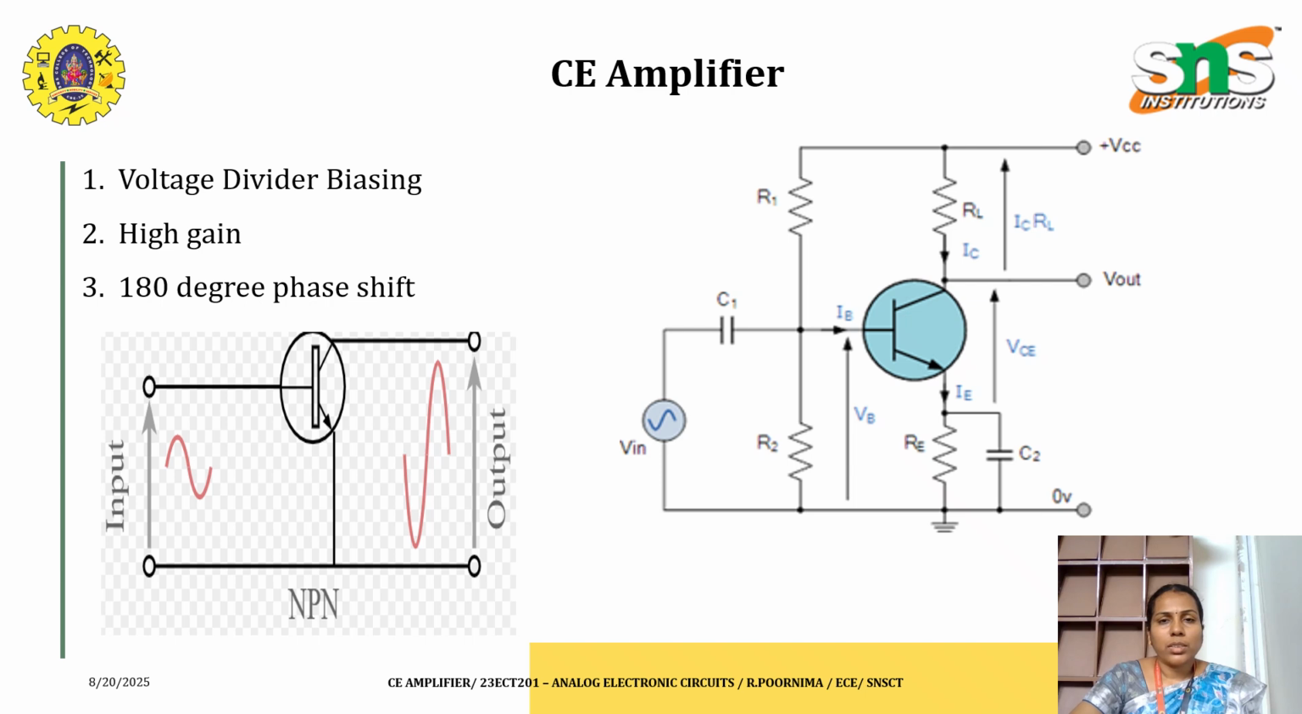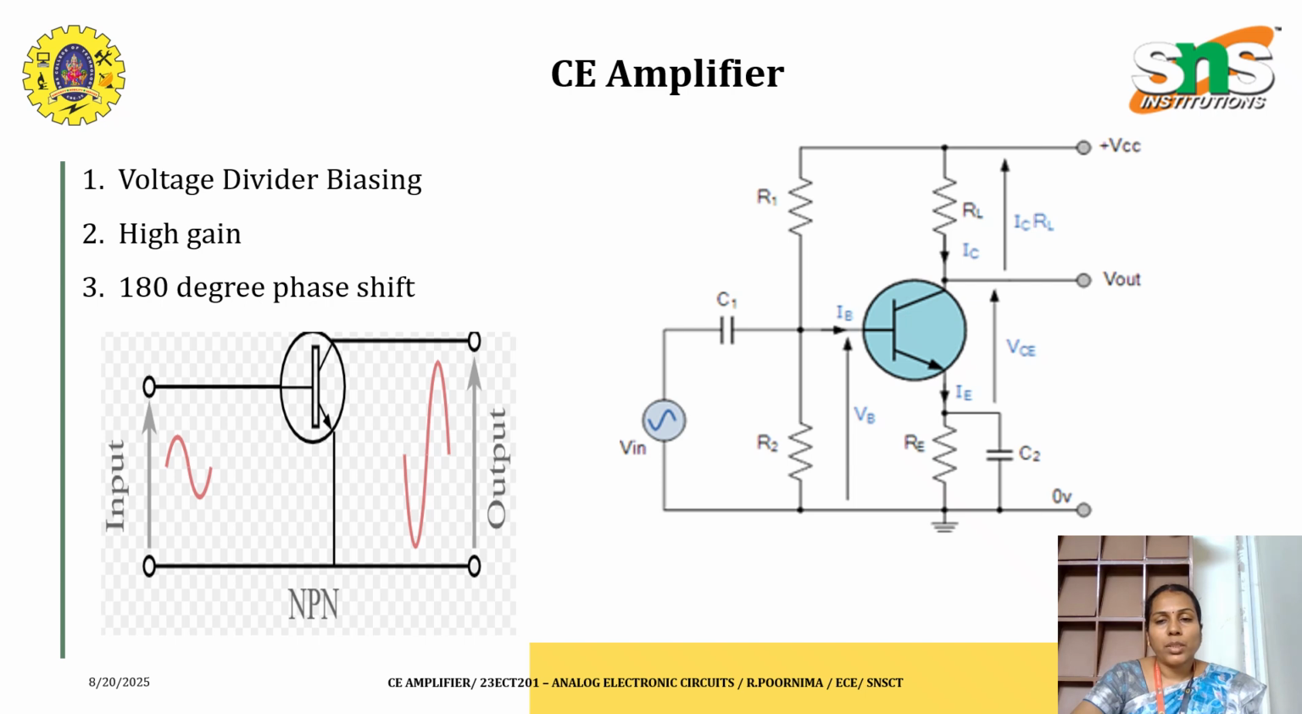Here the circuit of the common emitter amplifier is shown, where an NPN transistor is connected. The input signal is an AC signal. This input AC signal is connected to the input coupling capacitor and it is applied to the base terminal. As we are using the common emitter configuration, base is the input terminal, collector is the output terminal, and emitter is common to both input and output.